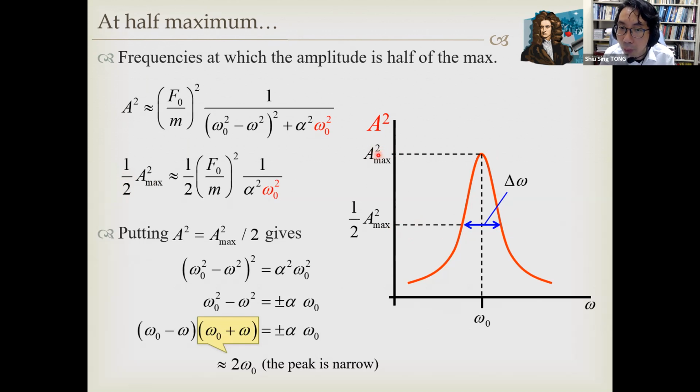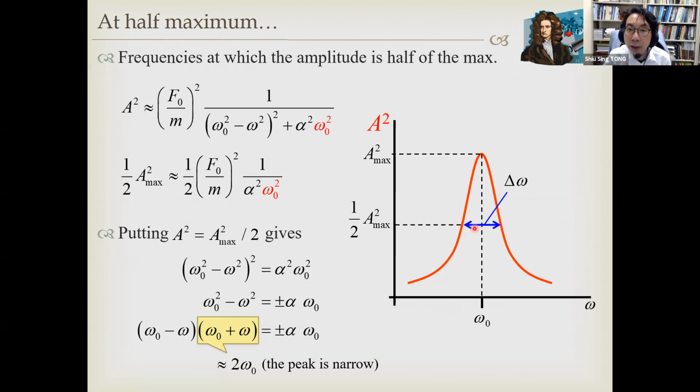I divide the maximum by half, so I get the half maximum. At the position of the half maximum, the width of the curve characterizes the width of the peak. So we are going to find the delta omega at the position of half maximum. We want to find, when A maximum square is divided by half, the difference between these 2 points, which is the width of the peak.